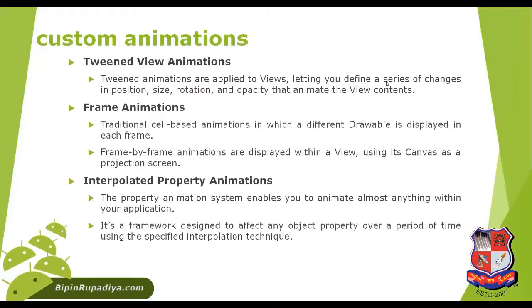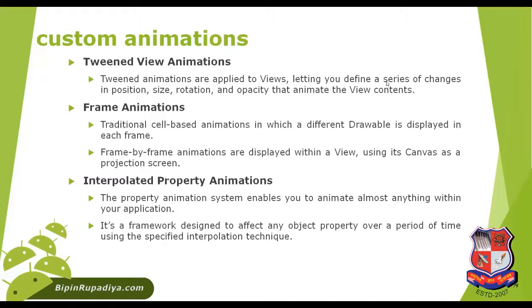And opacity, or you can say the alpha channel, right? You can make your object solid, half transparent, or fully transparent. So that defines the opacity, or the transparency, or the alpha channel of that particular object. That is defined by the tween animation.